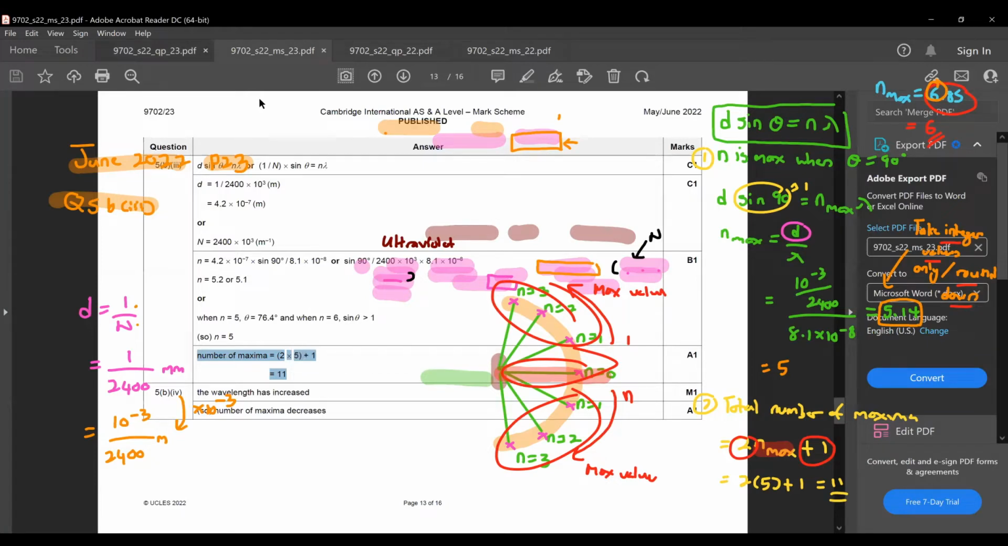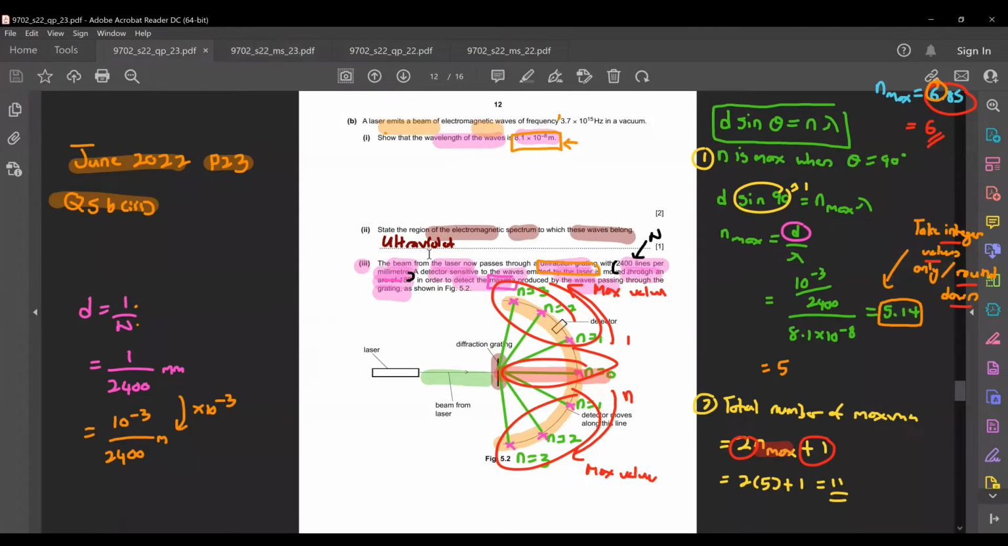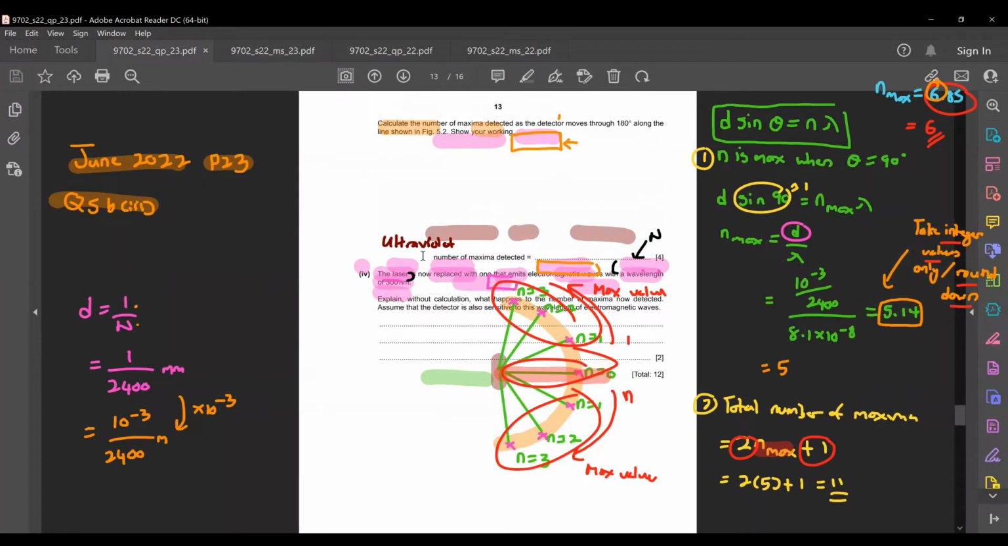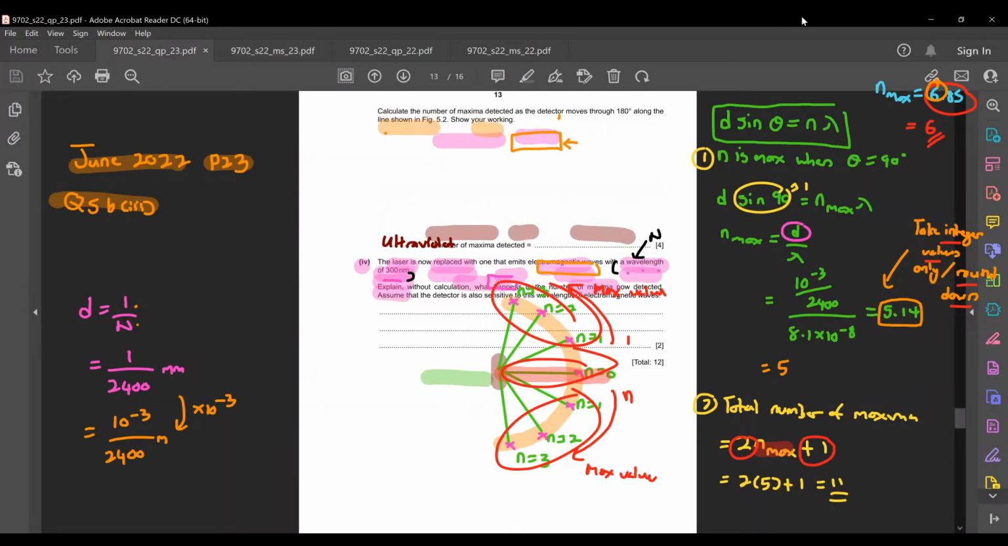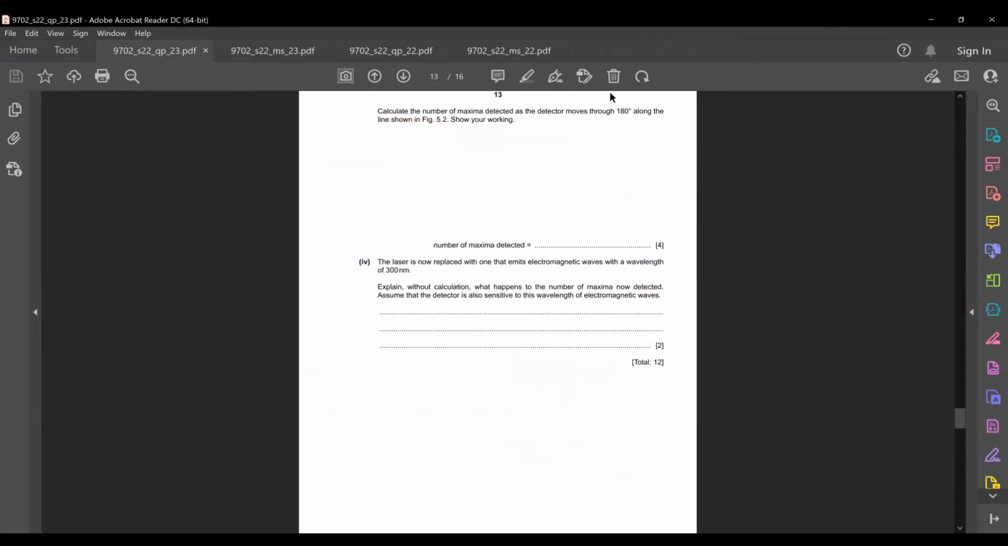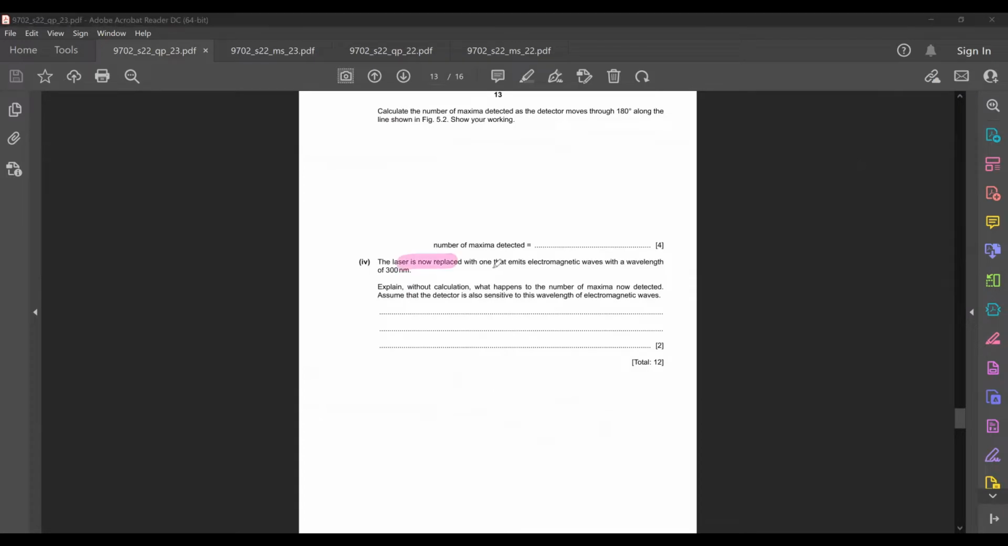Okay, if you're okay with that, then let me just move on to the last part. I'll just clear off everything here. Now, for your case, they mentioned that the laser is now replaced with one that emits electromagnetic waves with a wavelength of 300 nanometer. Explain without calculation what happens to the number of maxima that is now detected. Assume that the detector is also sensitive to the wavelength of the electromagnetic waves.